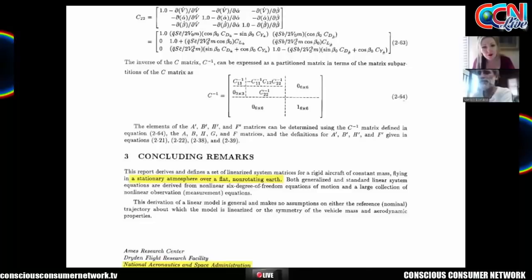Here we have the National Aeronautics and Space Administration, the Army's Research Center, and Dryden Flight Research Facility. And in point three of the concluding remarks of this report, they say this report derives and defines a set of linearized system matrices for a rigid aircraft of constant mass flying in a stationary atmosphere over a flat, non-rotating Earth.